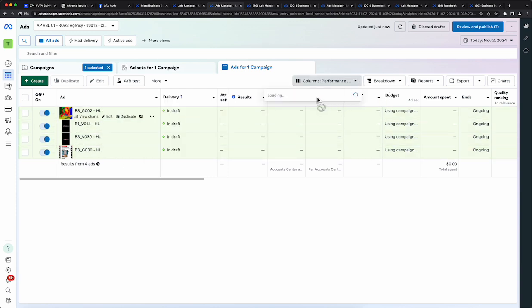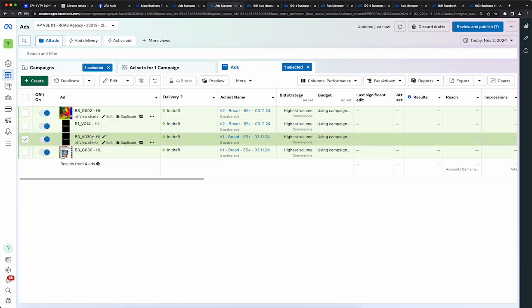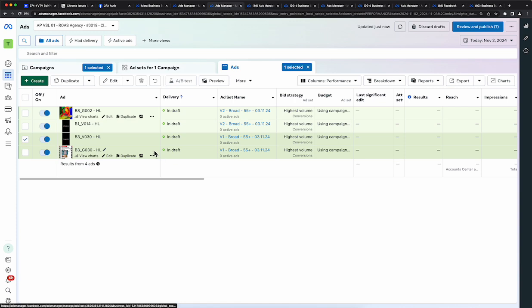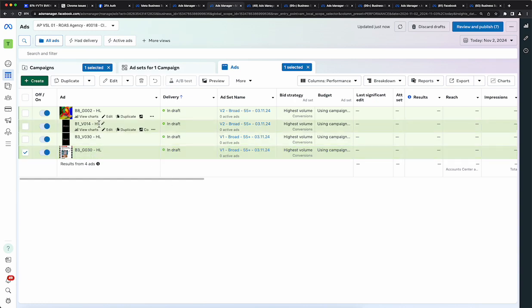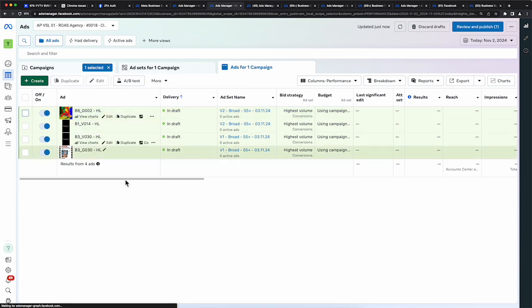If I switch this to performance, you can see V1 has a video ad, 3030, and V1 also has an image ad, graphic 30, batch 3. Now the V2 ad set has a video ad, batch 1, 14, and also has an image ad, batch 8, graphic 2. So I'm running 1, 2, 2: one campaign, two ad sets, two ads per ad set. So there are a few moving parts in this.